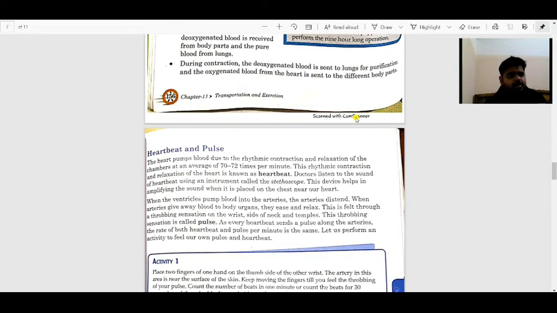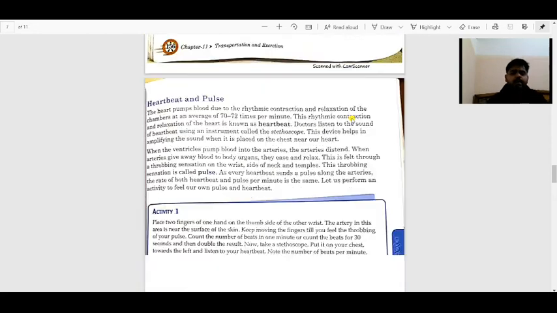Basically, only the contraction and relaxation part is happening, almost 60 to 70 or 80 times per minute, right? So this one contraction and relaxation of your heart is called your heartbeat, right? And this is normally measured by doctors with the help of a device called a stethoscope. And when blood is being pushed into your arteries, a pulsating sensation can be felt in some areas, like behind your ear or in your wrist, and that is called pulse. So heartbeat and pulse are not different. Heartbeat is measured directly here, and pulse can be measured behind your ear or in your wrist.